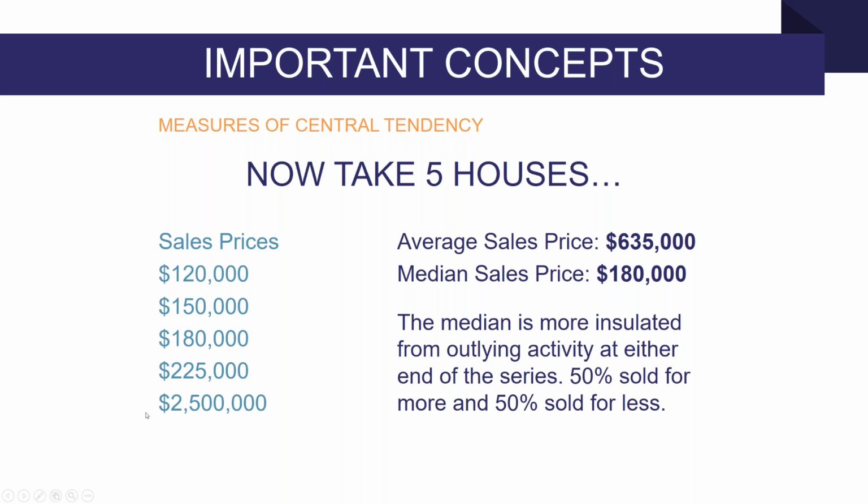That 2.5 million is obviously a wonderful sale, but it's very much outlying the other sales that are happening. So if we go by median, we're looking at a median sales price of 180. That median means half the homes sold for less and half the homes sold for more. So it's literally right smack dab in the middle of everything. That average sales price is $635. And while that's really great in terms of a housing number, it's not reflective of the bulk of the houses that have sold.